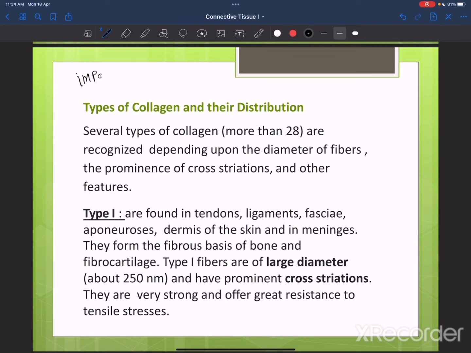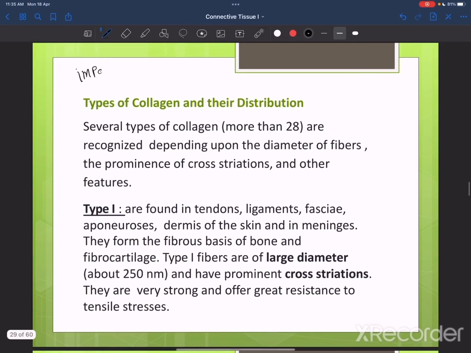For example, type 1, which is the most predominant type, is found in tendons, ligaments, fascia, aponeurosis, the dermis of the skin, and in the meninges. They form the fibrous basis of the bone and fibrocartilage. Its location is spread around the body. It is the most predominant type.